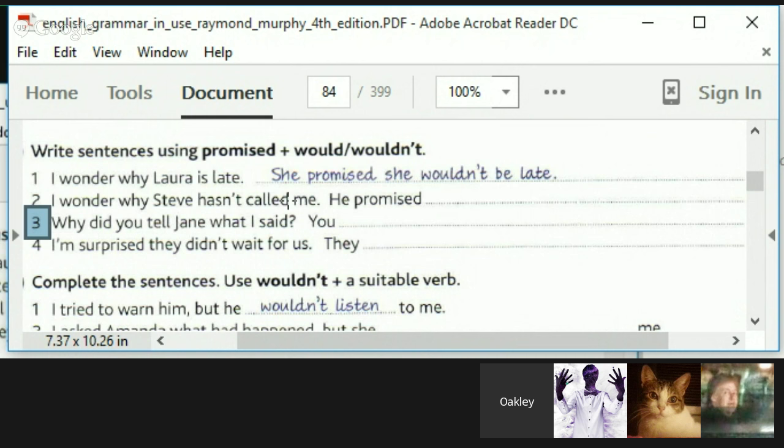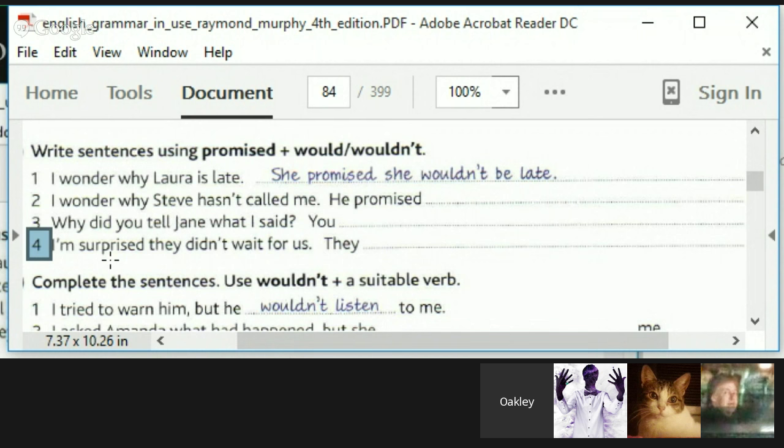It's very common in English, by the way, to just say, I wonder why Laura's late. She promised she wouldn't be. Very common to cut it off. I wonder why Steve hasn't called me. He promised he would. Why did you tell Jane what I said? You promised you wouldn't. And no more. We often use what's called ellipsis. We don't need to say that information again. We already know that information. So it's very common to just leave it off in spoken conversational English. It's very normal to do that.